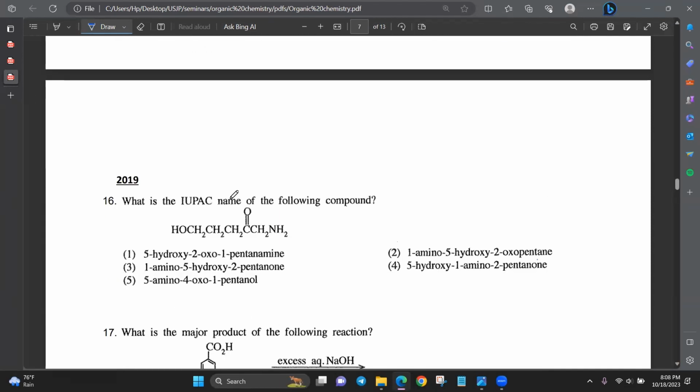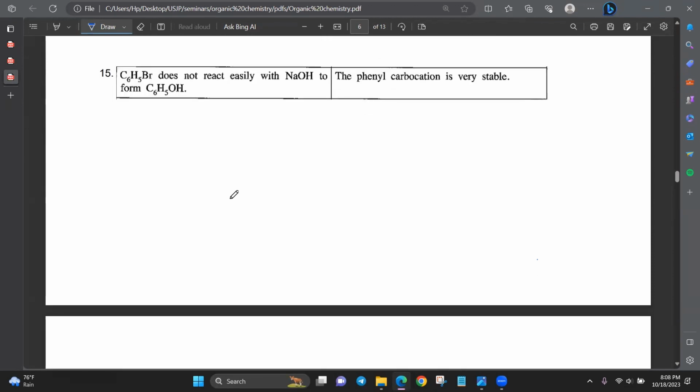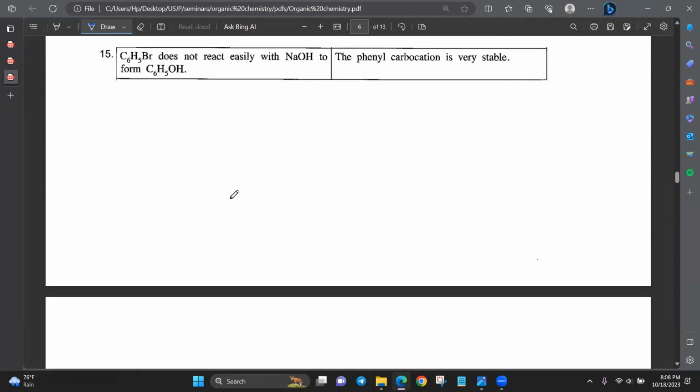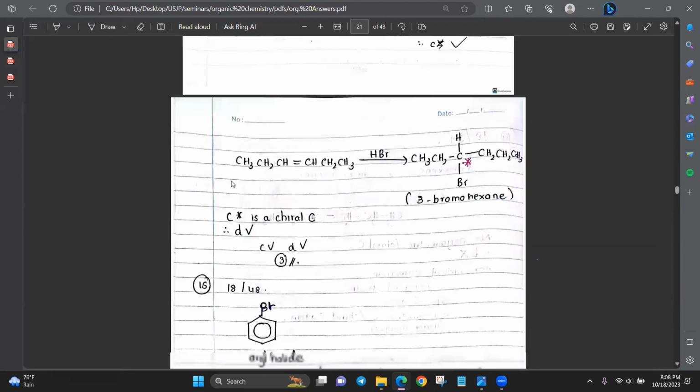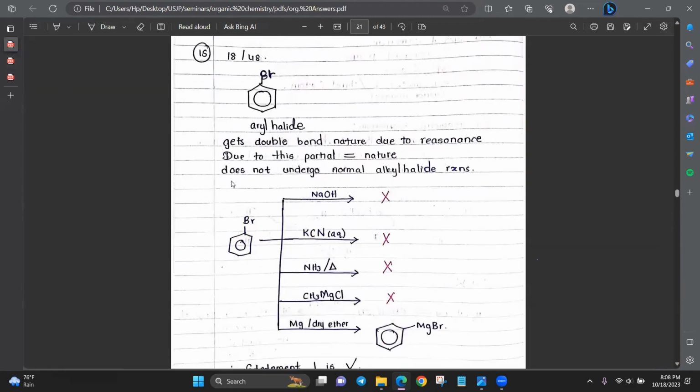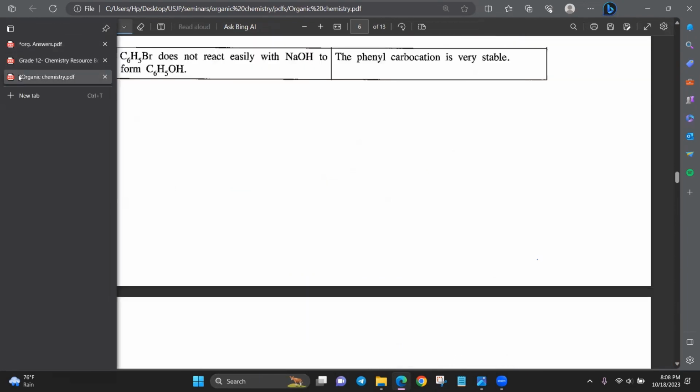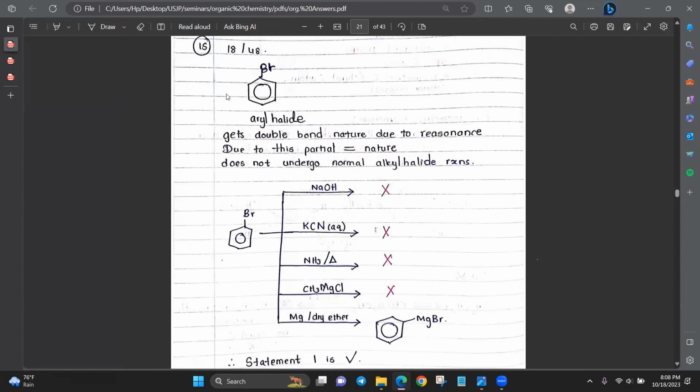Right. 15th question. C6H5Br does not easily react with sodium hydroxide to form phenol, and the phenyl carbocation is very stable. Now we are coming to the phenol reactions back again. What is the molecule they are talking about here? Bromobenzene. Yes, this is an aryl halide. This is bromine.